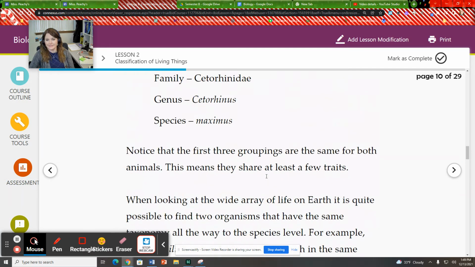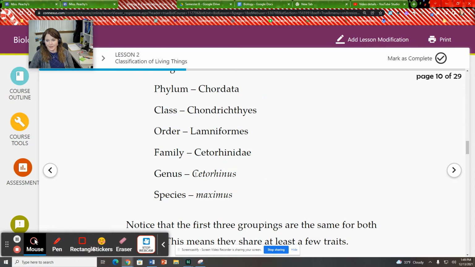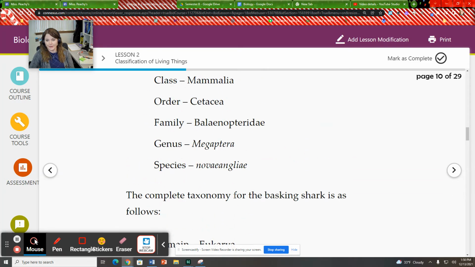We can still look at that binomial nomenclature though, and say that our basking shark is Cetorhinus maximus, and that is the binomial nomenclature for that one. And for our whale, it's Megaptera novaeangliae.